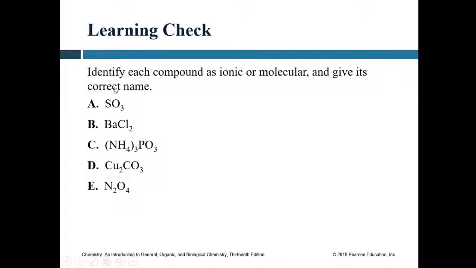So the first one is a non-metal, so it's molecular, so that means our ending is "ide," and we're going to say sulfur trioxide. Okay, barium. You check and see, oh, that's a metal. Okay, then we're going to name it as an ion. That means we just say barium chloride. We don't say the little numbers down here because it's held together by charges, it can only be one possible combination there.